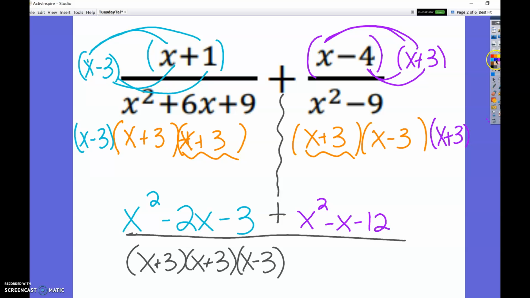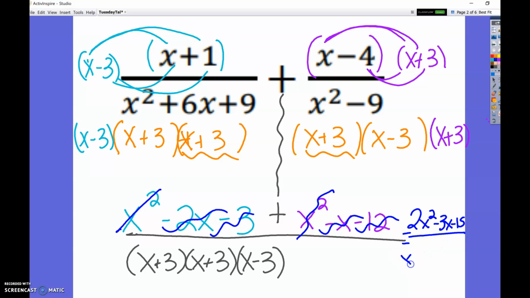To get our final answer, we need to go ahead and simplify everything in the top. So I have x squared and x squared together. That makes 2x squared. And negative 2x and negative x added makes negative 3x. And negative 3 and negative 12 added makes negative 15. All over x plus 3 times x plus 3 times x minus 3.